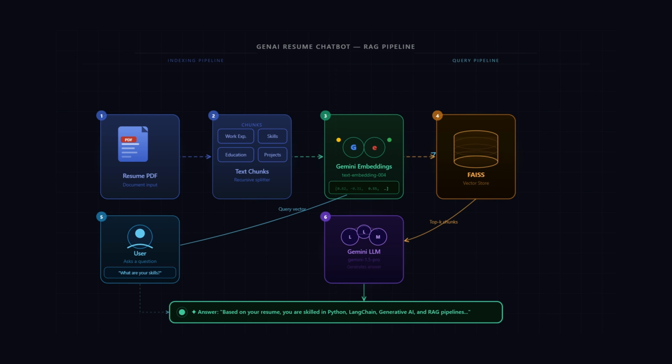Finally, when a recruiter asks a question, the app searches our FAISS cabinet for the most relevant resume chunks, hands them to a Gemini model, and says, hey, using only this information, answer the user's question. The result, zero hallucination and 100% accuracy.